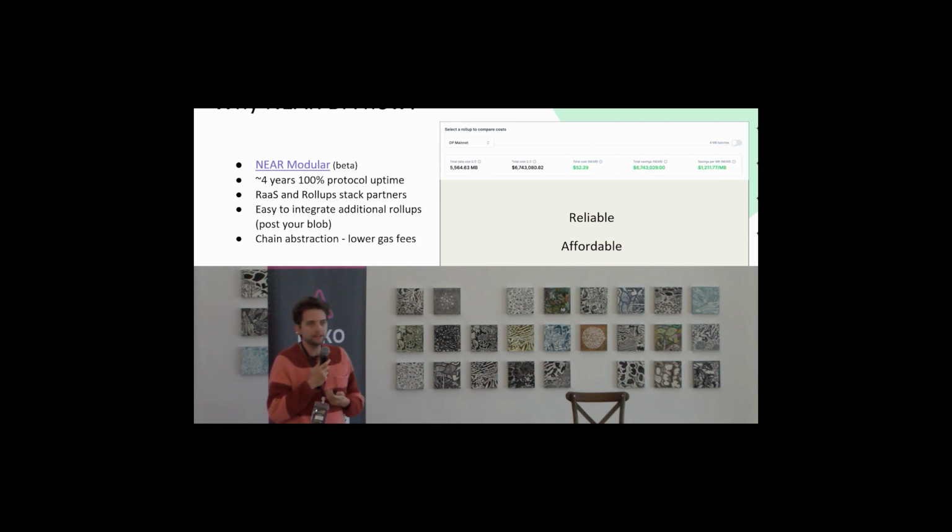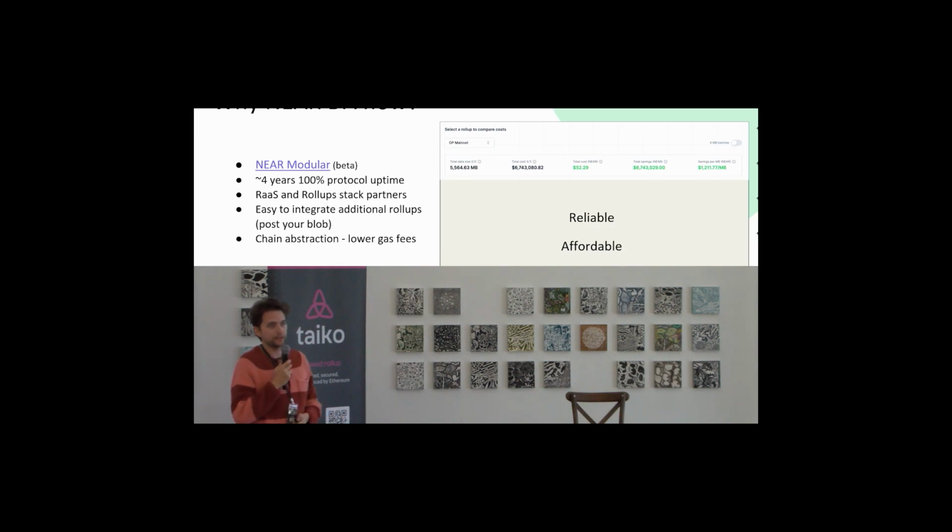So why NearDA now? If you want to check the actual costs of storing your blob data on NearDA, you can go to nearmodular.com. It's a better product, but if you look in there, you can see that our costs are around 100K cheaper than directly posting on Ethereum, and around 30X cheaper than Celestia as far as we've checked recently.